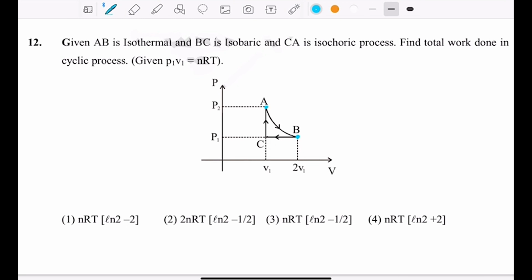So this is isothermal process. So I can write isothermal process work done is nRT ln V2 by V1. So it will be ln 2 work done in isothermal process. And in an isobaric process, it is P1 into V1. So minus P1 into V1. P1 V1 will be equal to nRT. If I take nRT common, so it will be ln 2 minus 1. So ln 2 minus 1.